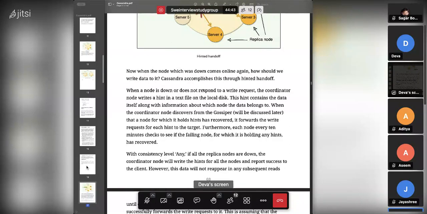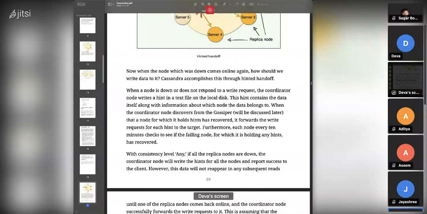Okay. So any more questions? So with consistency level any, if all the replica nodes are down, the coordinator node will write the hints for all the nodes and report success to the client. However, the data will not reappear in any subsequent reads until one of the replica nodes comes back online and the coordinator node successfully forwards that write request to it.